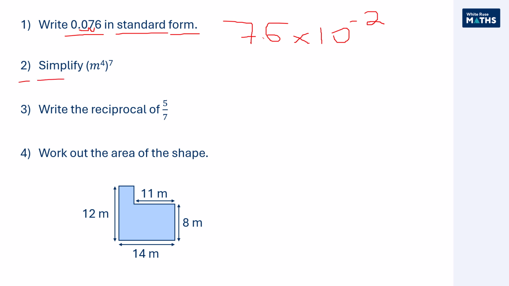Number 2, simplify m to the power of 4, to the power of 7. Now when it's a power to a power, multiply the powers, so it's going to be m to the power of 4 times 7, which is 28.